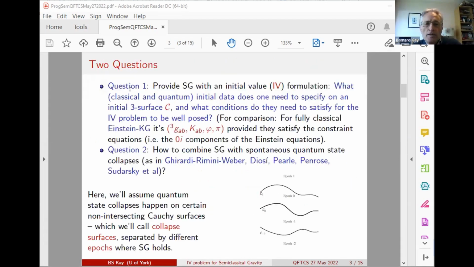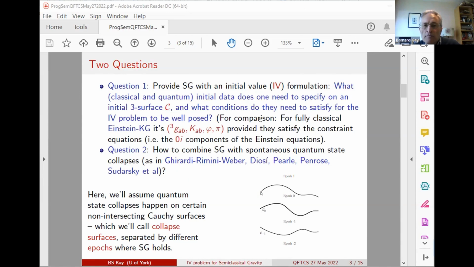And there are two questions that we want to ask and attempt to answer about this system. First of all, we want to provide this system with an initial value formulation. So we want to answer the question, what classical data for the metric, and quantum data for the state, does one need to specify on an initial three-surface C, and what conditions do they need to satisfy for the initial value problem to be well posed?